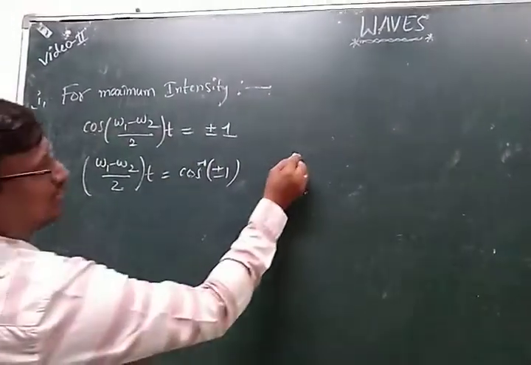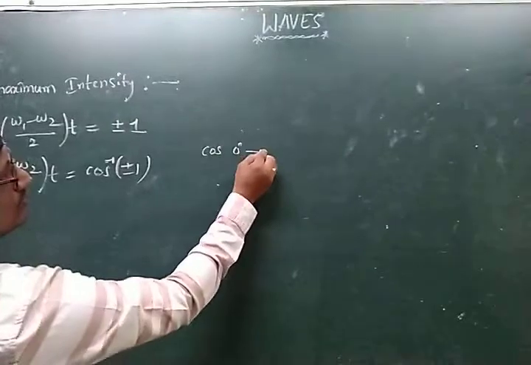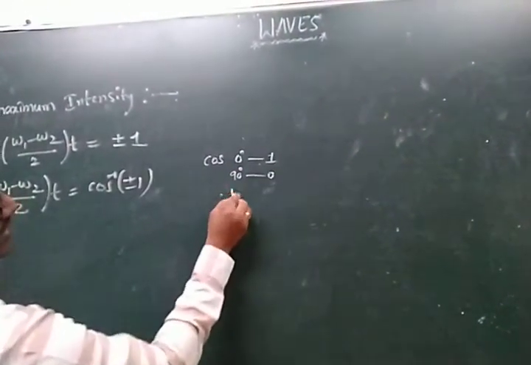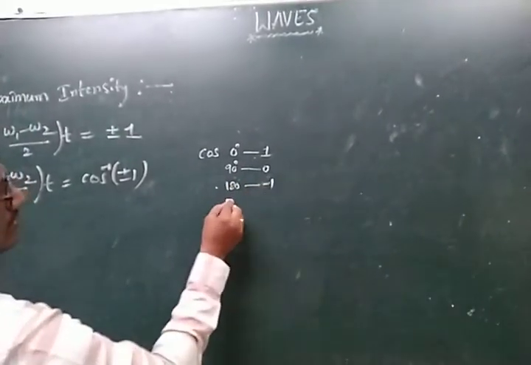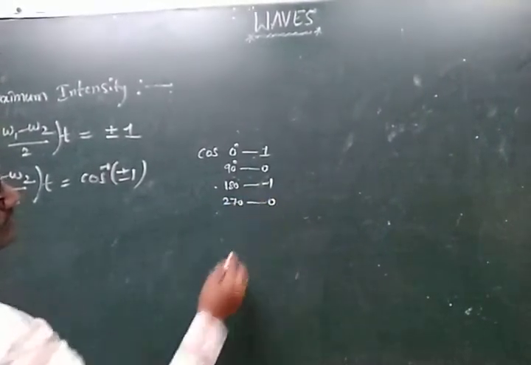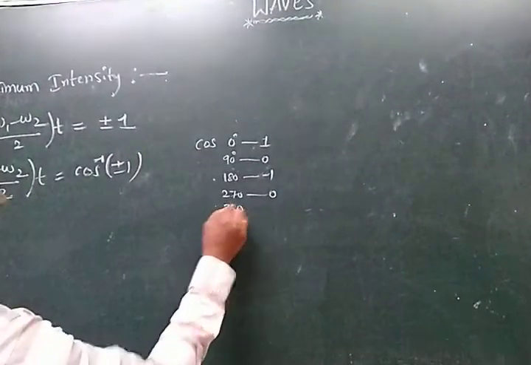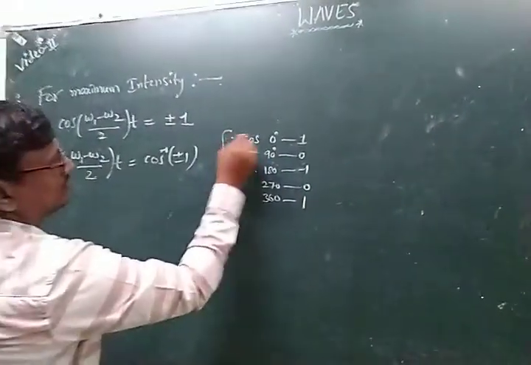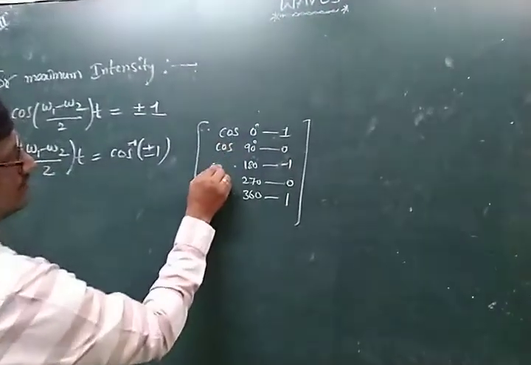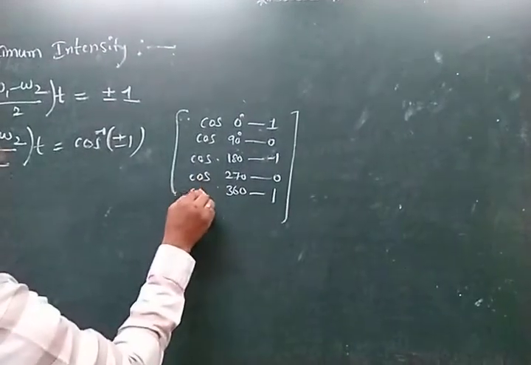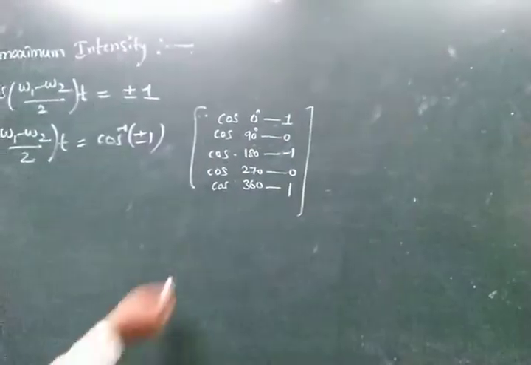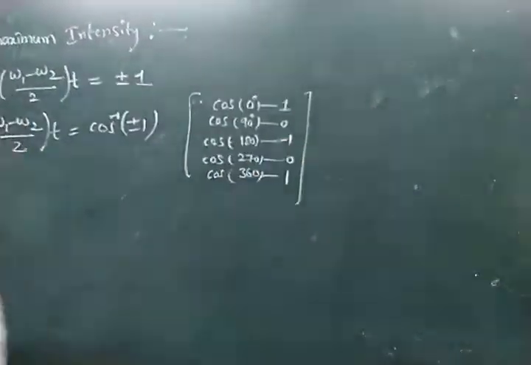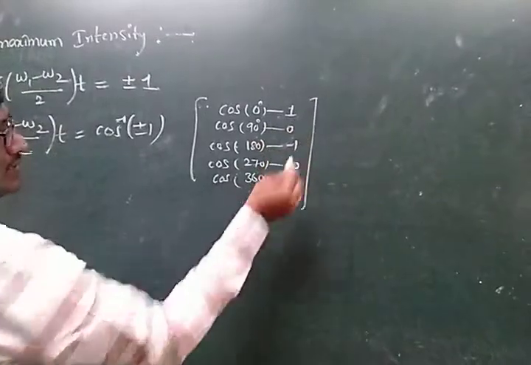See, we know the cos values. Cos 0, how much is there? 1. Cos 90 is 0. Cos 180 is minus 1. Cos 270 is 0. And cos 360 is again 1. See, this is the value of the cos. Here we can observe the values range from plus 1 to minus 1. The maximum is plus 1, the minimum is minus 1.